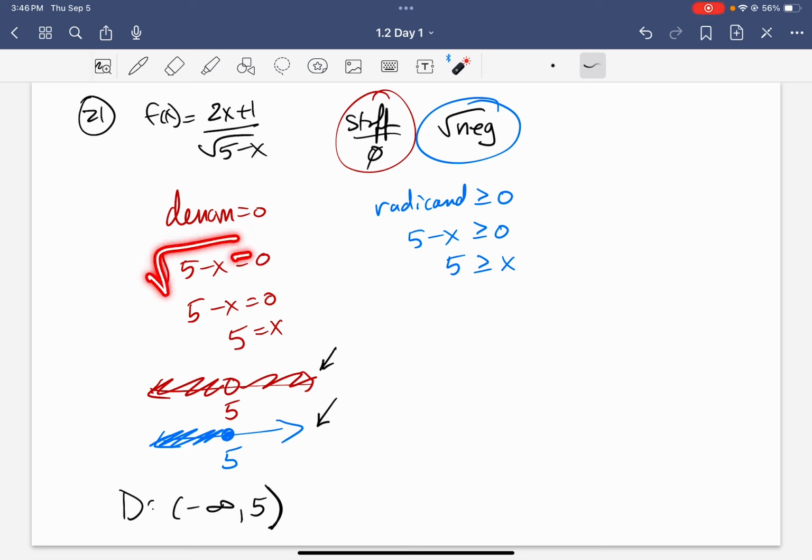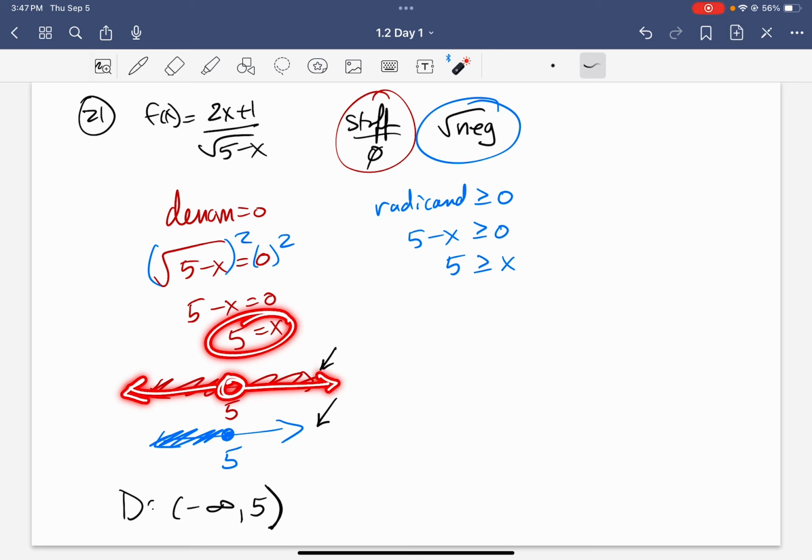The only way the square root can be 0, if I square both sides, is that 5 minus x is 0. So again, all I did here was square both sides to get this, and now you add x to get this. So this is the only place where the denominator is 0. So that means that we don't want that to be 0. And so you can be any of these values except that. And so we also have to worry about this.